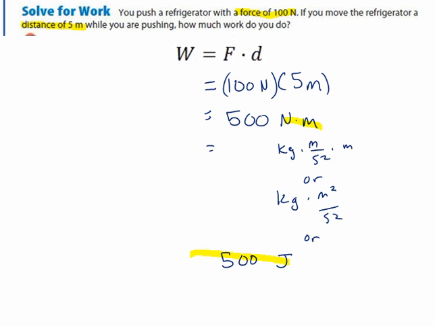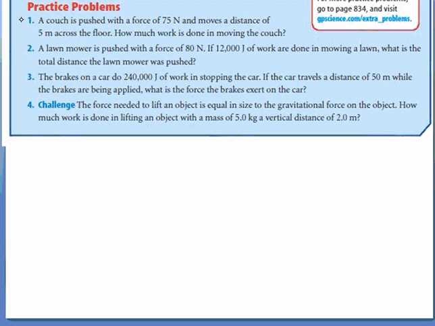Let's look at practice problem 1. Practice problem 1 states, a couch is pushed with a force of 75 newtons and moves a distance of 5 meters across the floor. How much work is done in moving the couch? In this problem, we have a force of 75 newtons and we also have a distance that is equal to 5 meters.